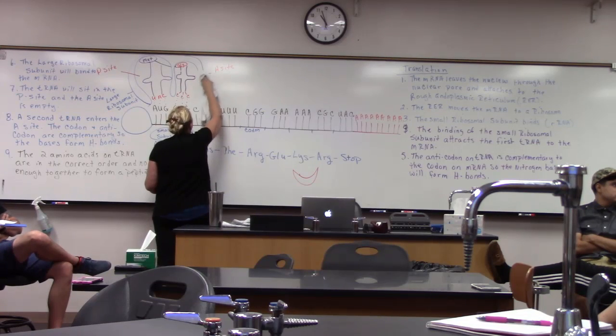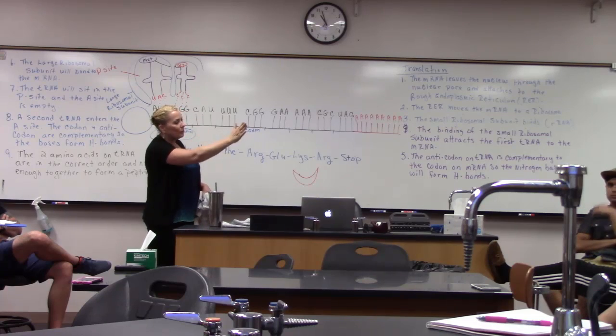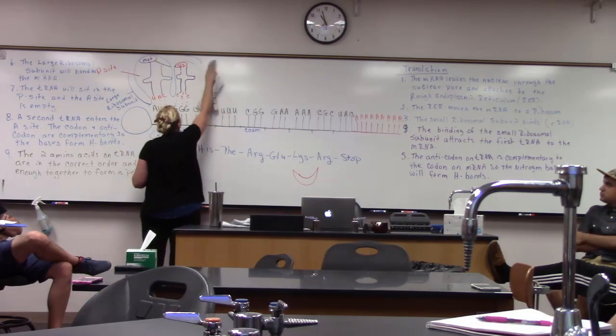Isn't there an E site? Where's the E site from there? E means exit, so when that guy exited, it just sort of went through the back door and was out. Okay. That's all that means.